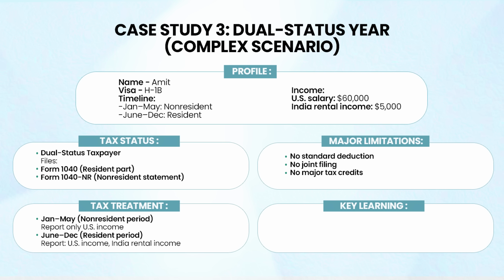Finally, here is the most important thing to remember about Amit's case. Because he loses access to the standard deduction and most tax credits due to his dual status classification, he will likely end up paying higher taxes compared to someone who was a full-year resident. This is one of the biggest challenges of being a dual status taxpayer.